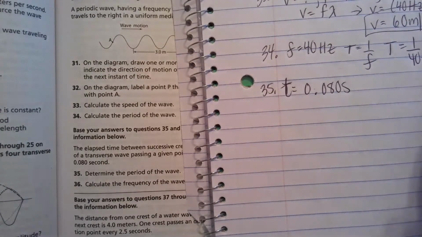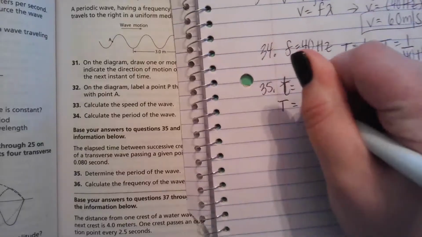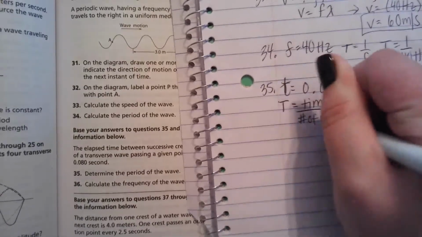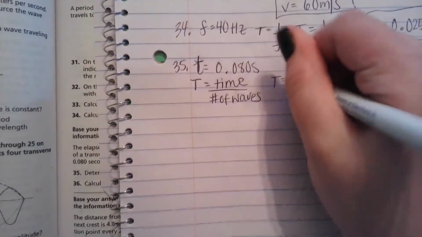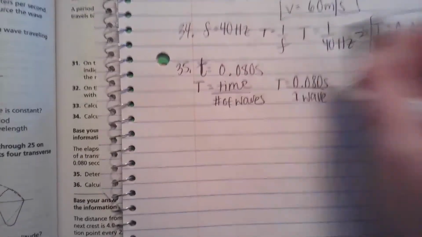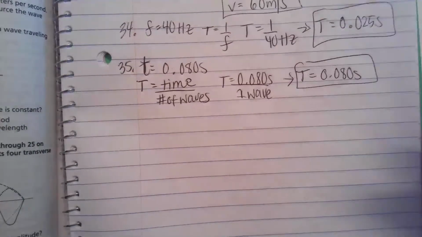So remember, period, capital T, is time over number of waves. So in this case, what they've given us is 0.080 seconds over one wave. So the period T, or capital T, is 0.080 seconds. Okay?